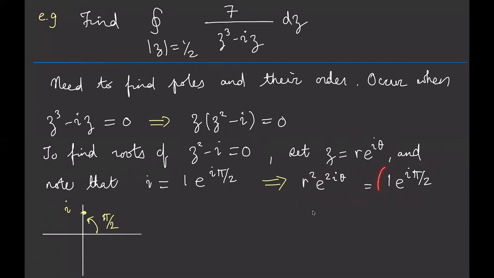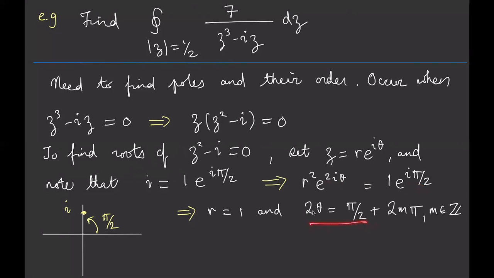So r squared has to equal 1. That's one thing that I see here. And then the argument has to be the same, right? So r squared equals 1, this gives us r equals 1. That's it, because r is positive. And then what you're getting here is that 2 theta has to equal pi over 2, right?